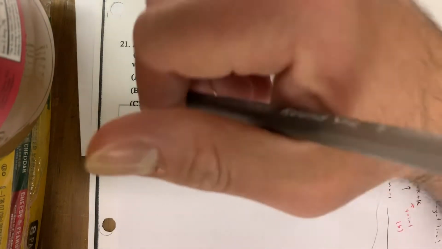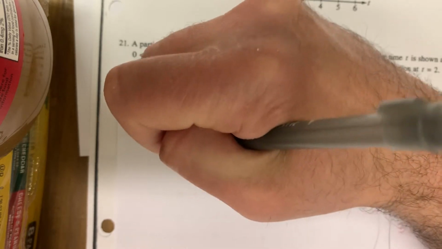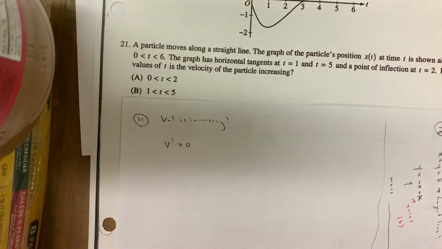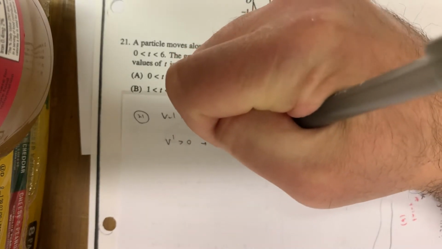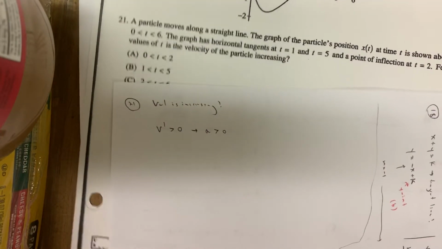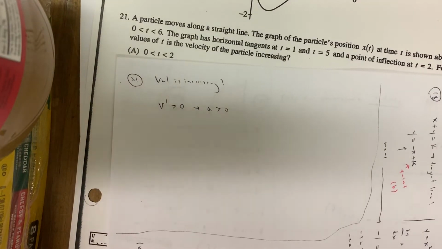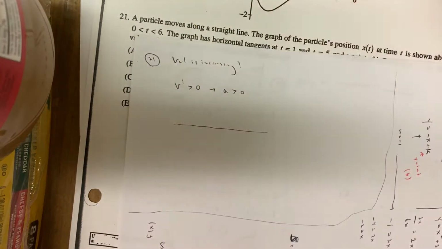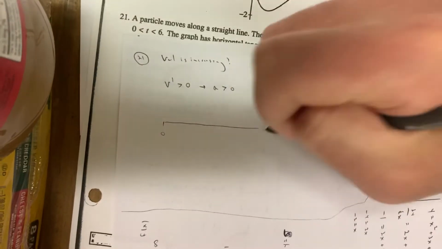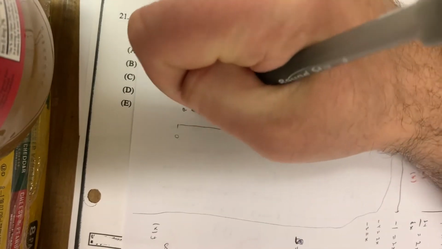If velocity is increasing, that means the derivative of velocity is going to be positive, right? And the derivative of velocity is acceleration. So you want to know where acceleration is positive. So that's where I draw the line. The A line, okay, the V prime line, all right? So here the A line is going to be bounded from 0 to 6. Check this out. It is the A line.